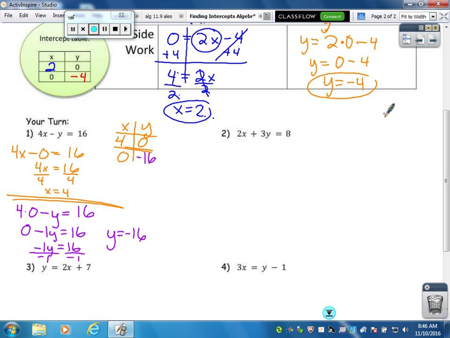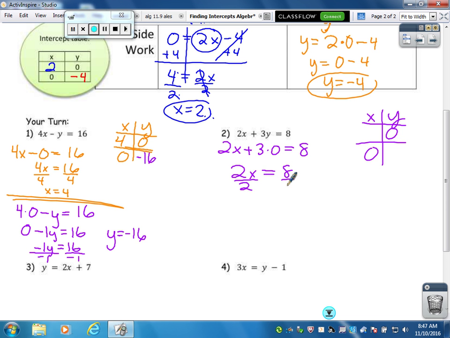For the next one, over here, I'm going to do very similar. I've got my x and my y. And I am going to plug in y is 0 first, and then I'm going to plug in x is 0 next. So I've got 2x plus 3 times 0 equals 8. I've got 2x then, because all of this is going to cancel out, equals 8. So when I divide by 2, I find that x equals 4.